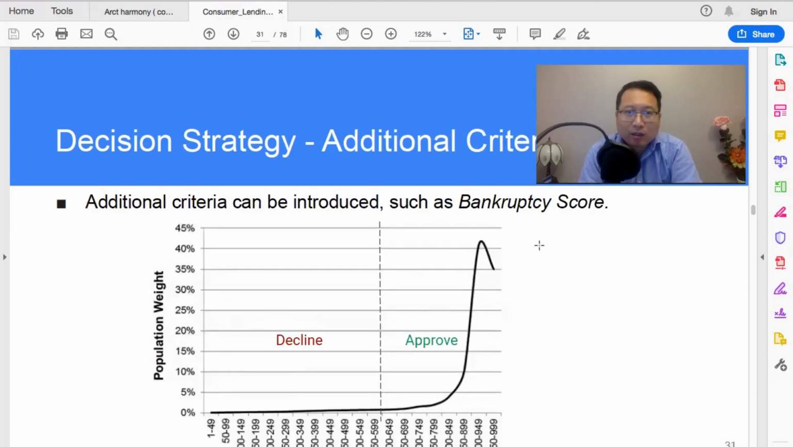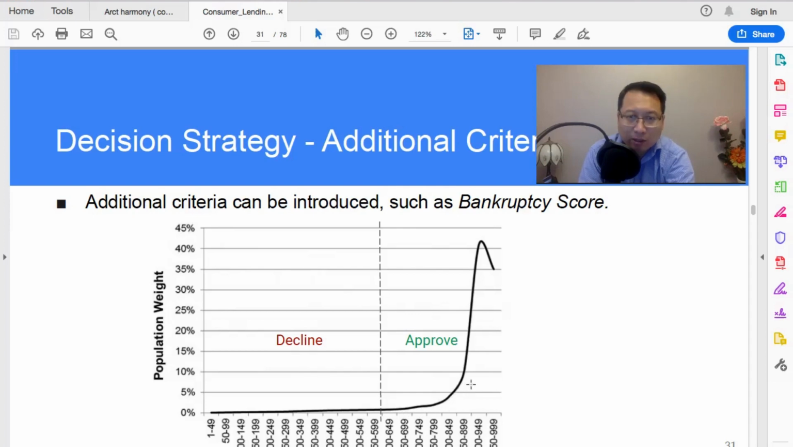In reality, you could introduce additional criteria, right? So use more decision elements. For example, we can introduce another score called the bankruptcy score. Typically, it predicts the chance that an applicant becomes bankrupt in the next 24 months. So this is a population weight, meaning your portfolio is 100%. What's the distribution of the applications along the different score ranges?